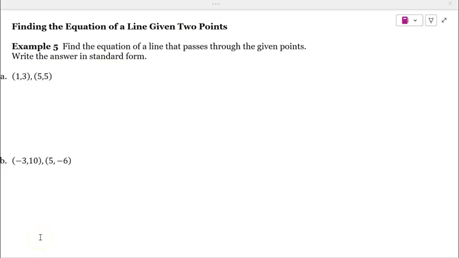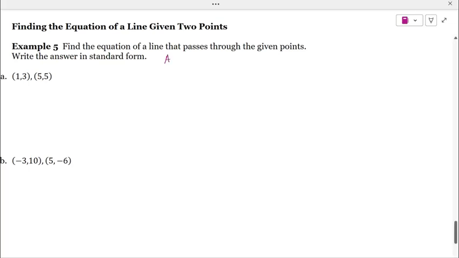Finding the equation of a line given 2 points. In the last example, we were given both a point and the slope of a line, and we used the point-slope formula to find equations. In this example, we have two separate points, and we want to figure out what the equation of the line is between them. And we're asked to write the answer in standard form.